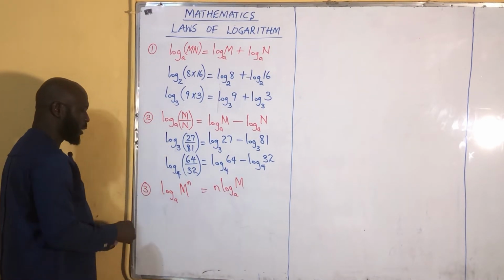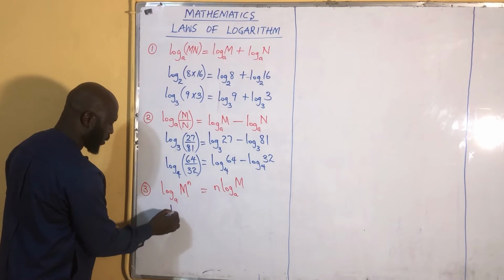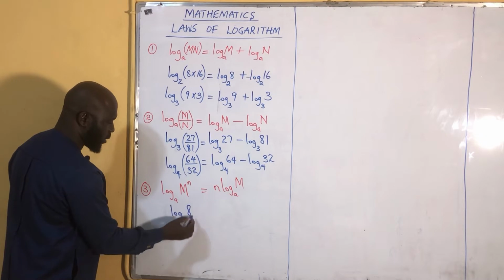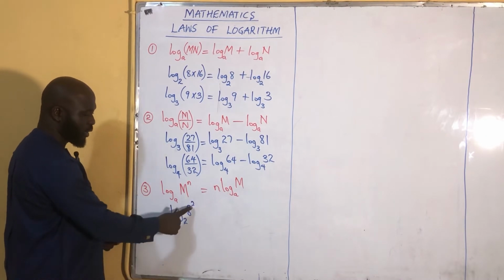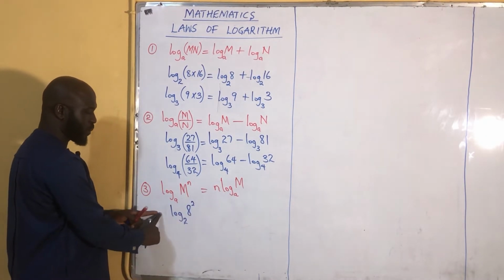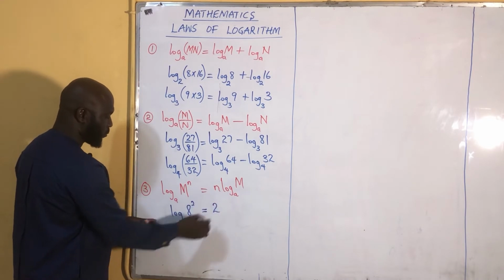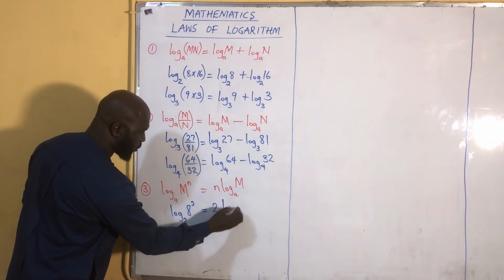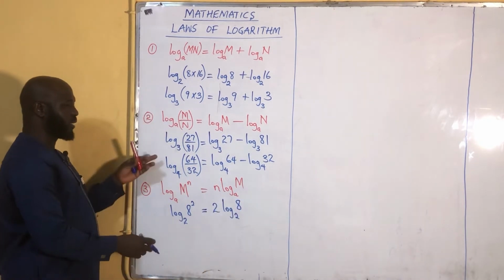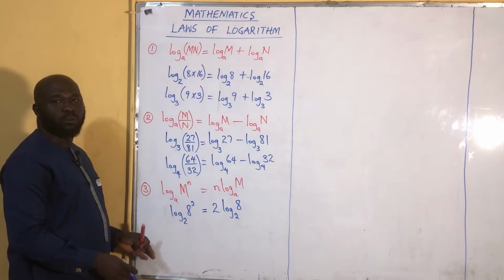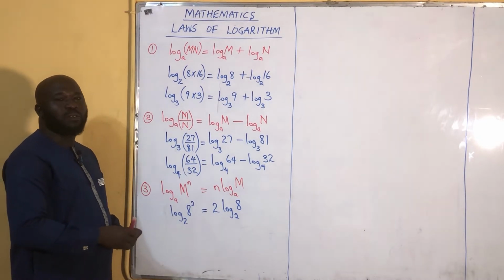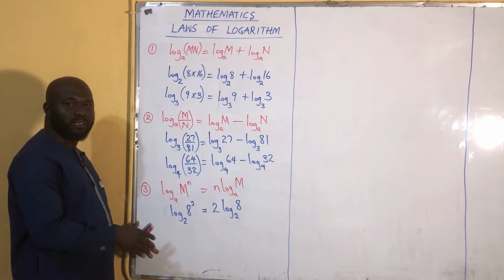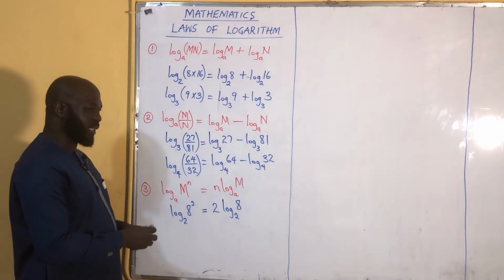The example for this may be logarithm in base 2 of 8 raised to power 2. So all we need to do here is just to bring down this power, which is 2. What do we have left? We have logarithm in base 2 of 8. So these are the three major rules of logarithm. But we have some special rules and special cases, and that is what we'll be taking next.